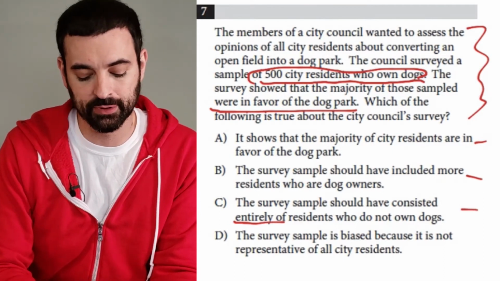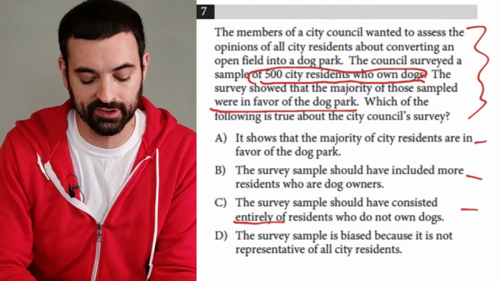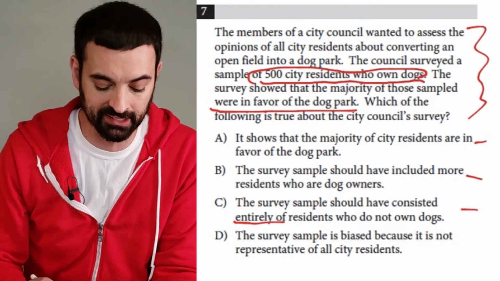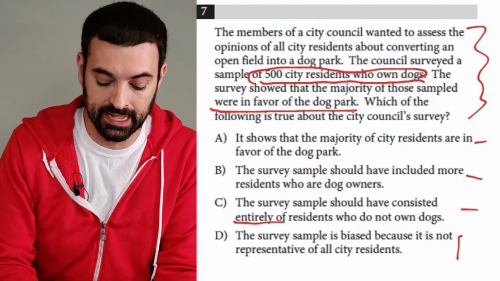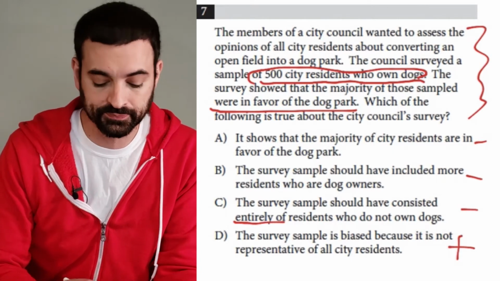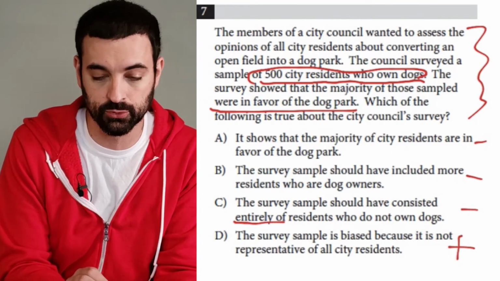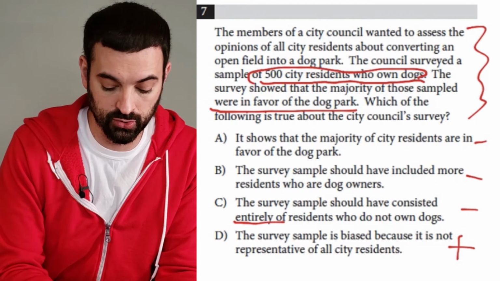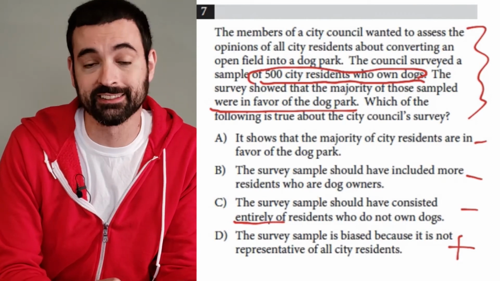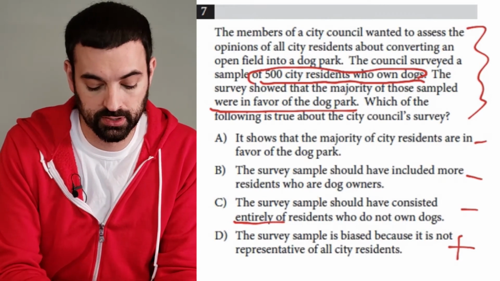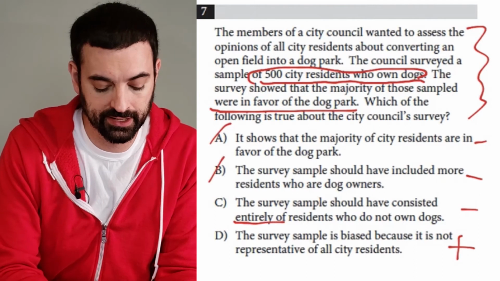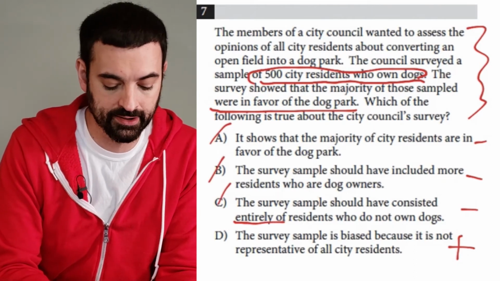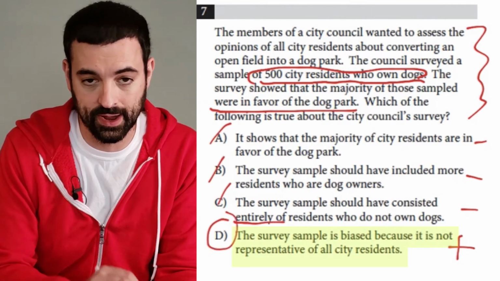The survey sample is biased because it is not representative of all city residents. This looks a lot better. Remember, they only talked to people who own dogs. So that's why it's not a great sample. A, B, and C are all bad. D is the correct answer.